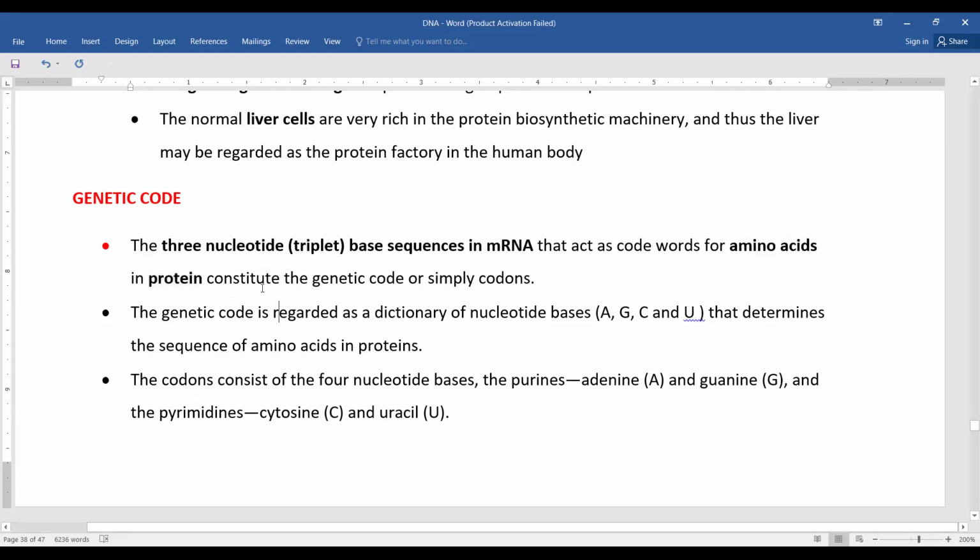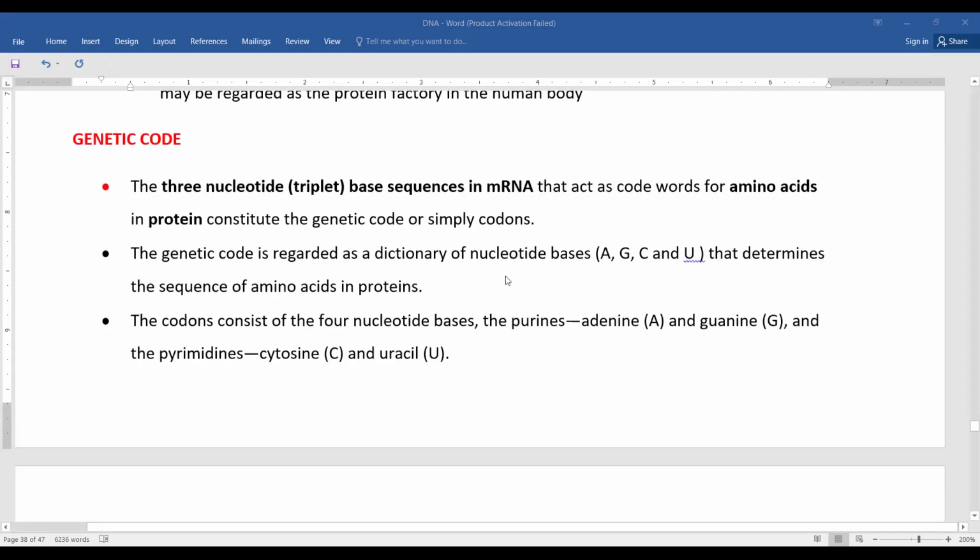Okay, the genetic information which is hidden in the mRNA is decoded in the form of protein. Each 3 such nucleotides are called a codon or a triplet codon. The genetic code is regarded as a dictionary of nucleotide bases that determines the sequence of amino acids in proteins.